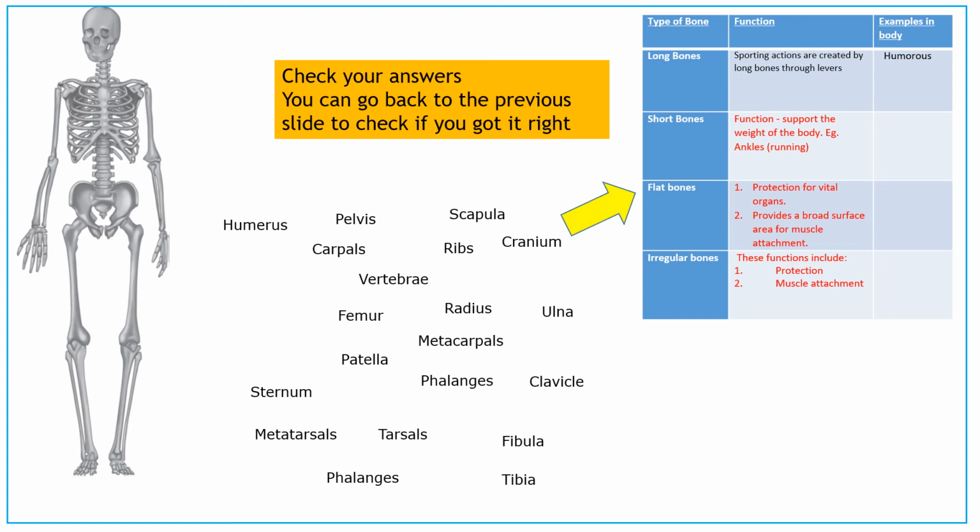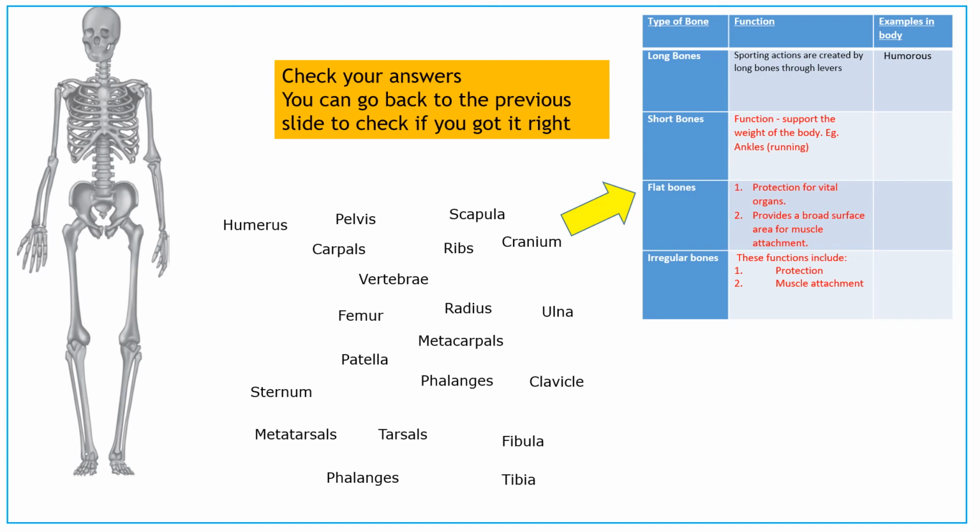Also, they provide a surface area for muscle attachment. So those flat bones, lots of muscles can attach onto those flat bones, so enable us to have an anchor so we can contract our muscles and pull our bones for those sporting movements that we need to do. So flat bones, pelvis falls into that category. Obviously, I've talked about the ribs already. The cranium is another one. So good examples of flat bones right there.